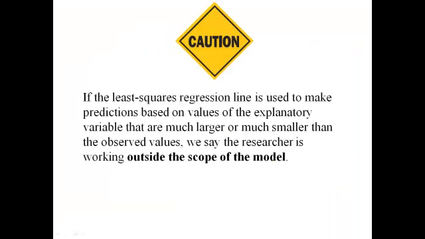Now, two last cautionary notes. First, if the least squares regression line is used to make predictions based on values of the explanatory variable that are much larger or much smaller than the observed values, we say the researcher is working outside the scope of the model.